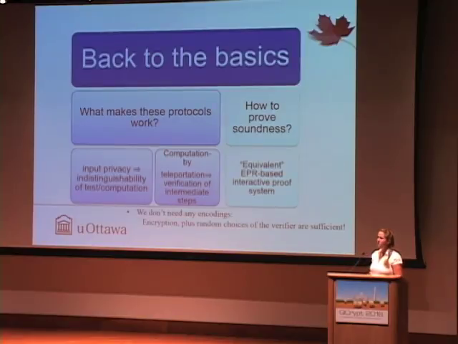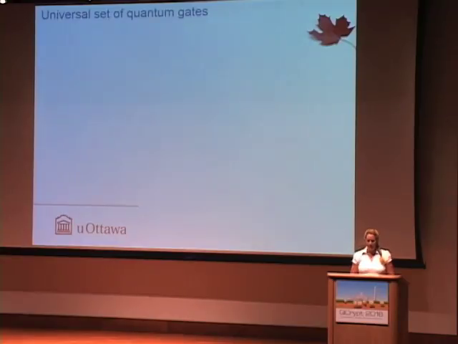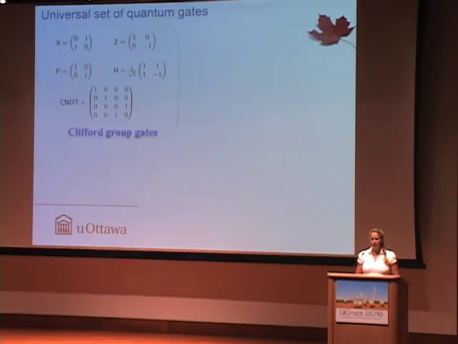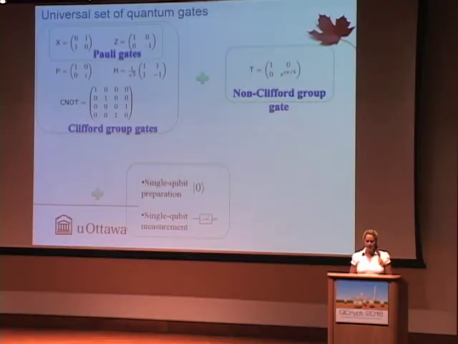So the moral of the story is that we don't need any encodings. All we'll need is a form of encryption plus some sort of random choice from the point of view of the verifier. Okay, so for this slide, I think I can go quickly. We're going to use the following universal gate set in order to represent the quantum computation that we want to do.